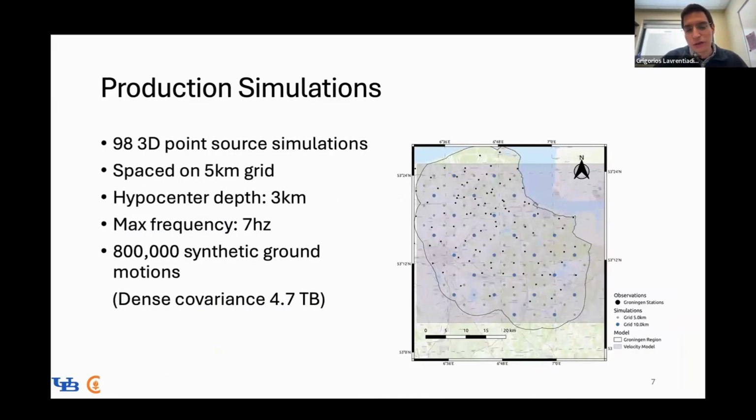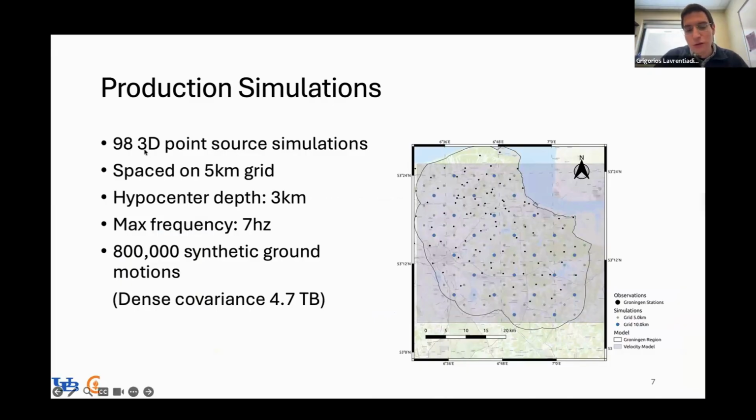With the validation simulation completed, we then ran the production runs, which involved 98 simulations with hypocenters spaced across the area of interest, and they were resolved up to a maximum frequency of 7 Hertz. And that produced a synthetic ground motion catalog of 800,000 ground motions.